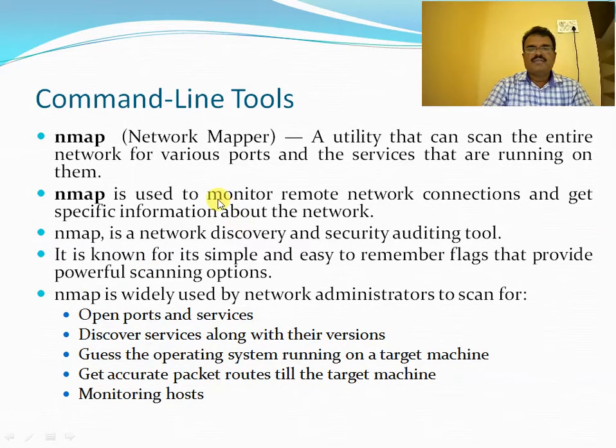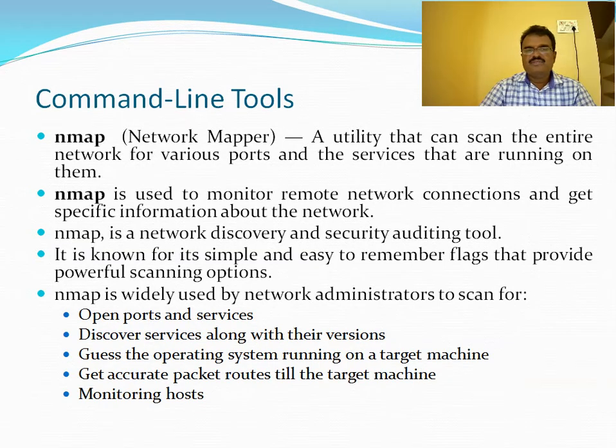So another command line command is nmap. This is network mapper. It is a utility that can scan the entire network for various ports and the services that are running on them. So network mapper is used to monitor remote network connections and get specific information about the network. Nmap is a network discovery and security auditing tool.